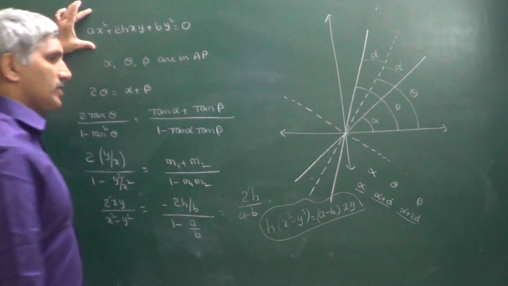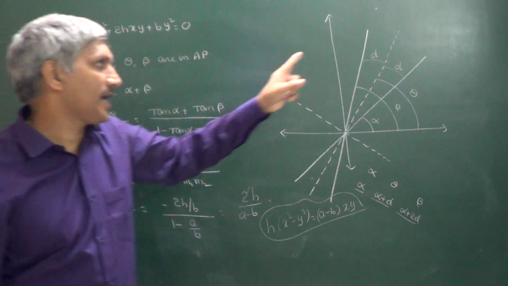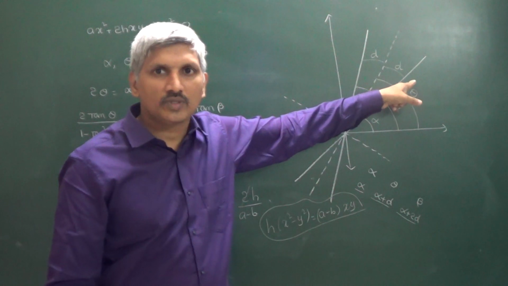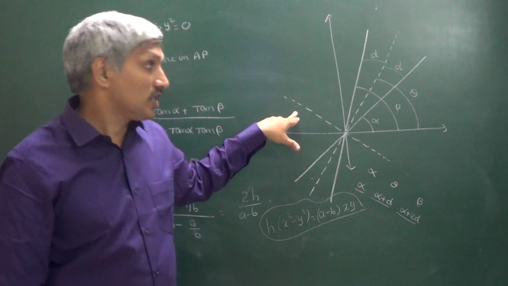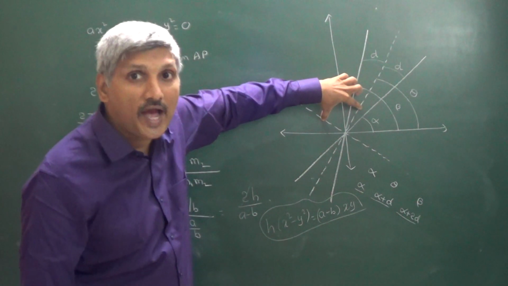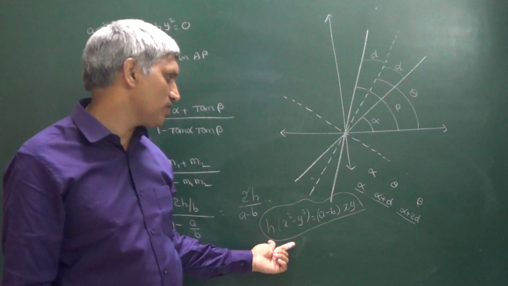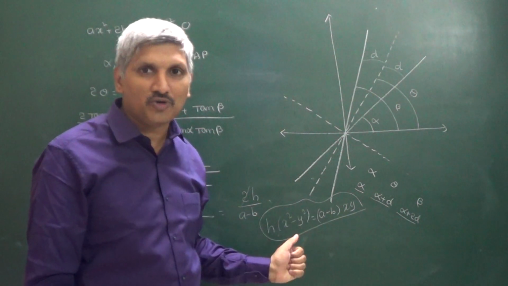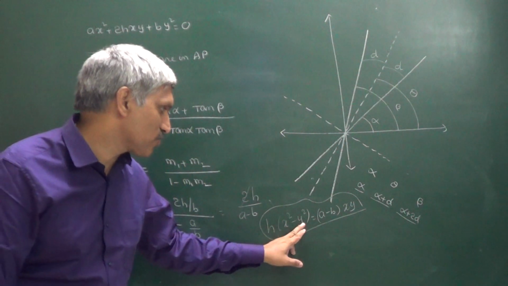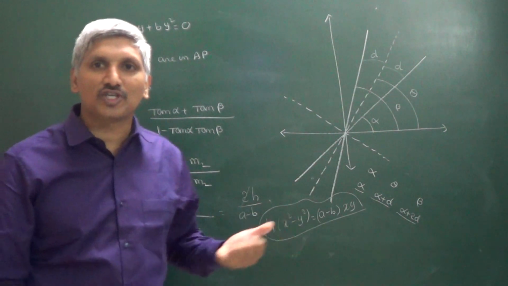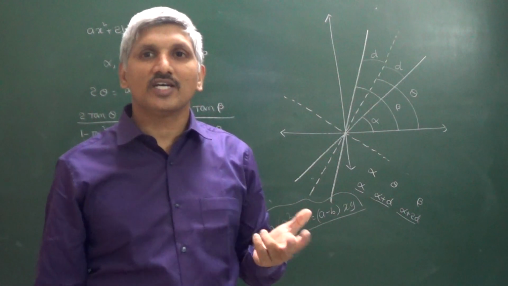So ax square plus 2hxy plus by square is equal to 0 represents two straight lines. These are those two straight lines, right? This is one angle bisector and this is the other angle bisector. The combined equation of these two angle bisectors is given by h into x square minus y square is equal to a minus b into xy. Here, what is the x square coefficient? h. The y square coefficient is minus h. The sum is equal to 0 or not? That's why the angle between angle bisectors is always 90 degrees.